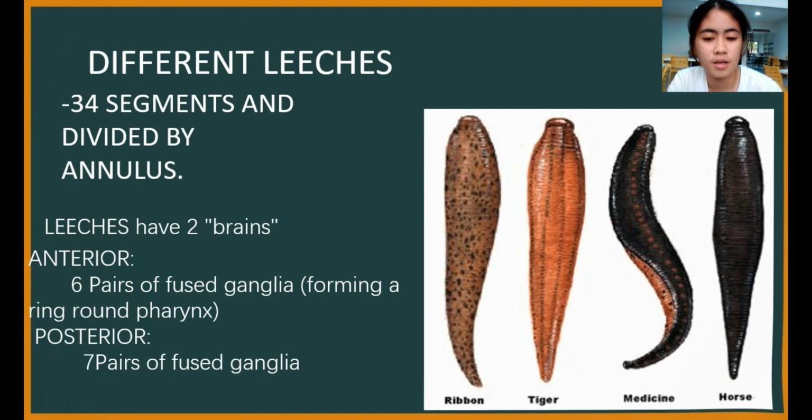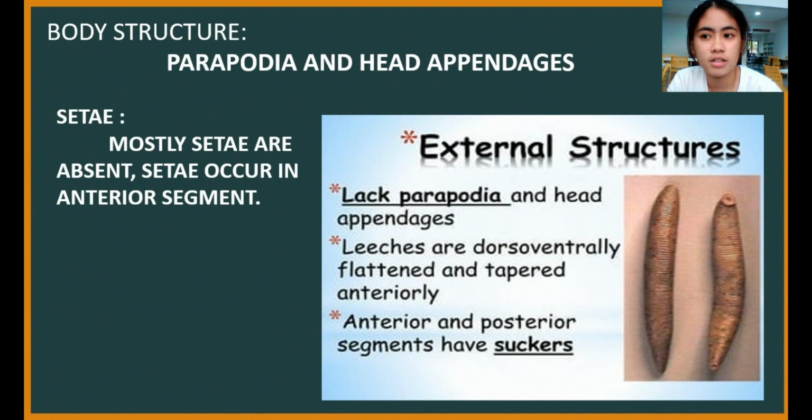So the body structure of these leeches has parapodia and head appendages. Mostly setae are absent. Setae occur in anterior segments. Here, the external structures, like parapodia and head appendages: leeches are dorsoventrally flattened and tapered anteriorly. Anterior and posterior parts have suckers.